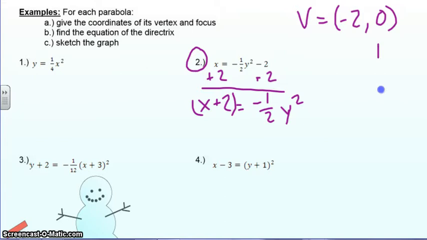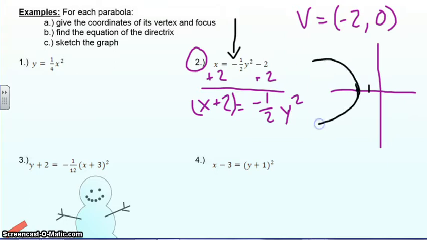So what I'm going to do is start a sketch of that. So negative 2, 0. There's my vertex. And since it's a negative y squared, it's going to open to the left. So we're just drawing a sketch. Now, the other important thing is we need to know where the focus is. So the number in front of the squared term is equal to 1 over 4p. You are ignoring the negative sign. The negative just gives you the direction of the parabola.